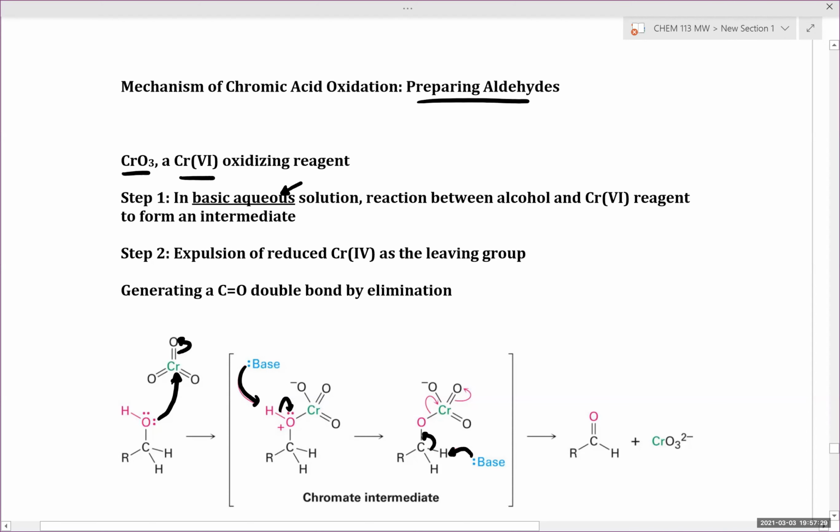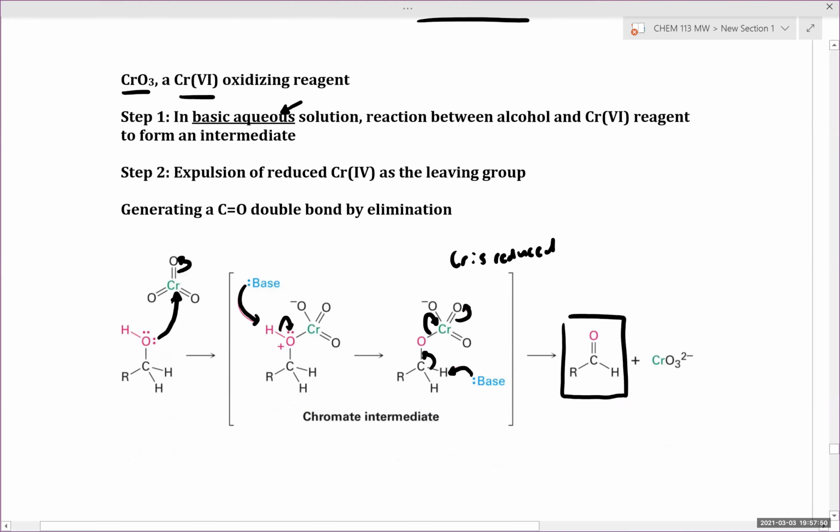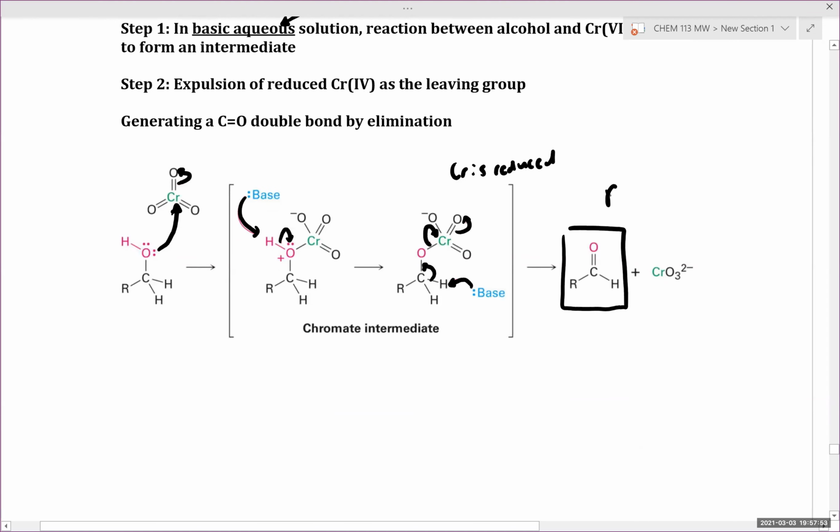This will allow us to form our carbon-oxygen double bond, and in turn, chromium accepts 2 electrons. So chromium is reduced in this next step. This in turn generates an aldehyde. However, compared to Dess-Martin periodinane oxidation, this aldehyde typically reacts further. And what we're going to show are the subsequent oxidation steps to convert this aldehyde to a carboxylic acid.